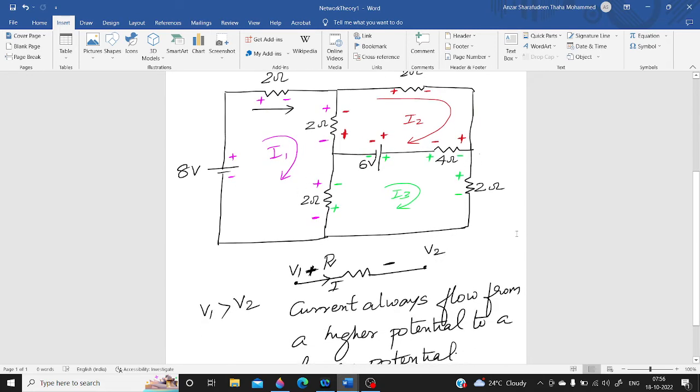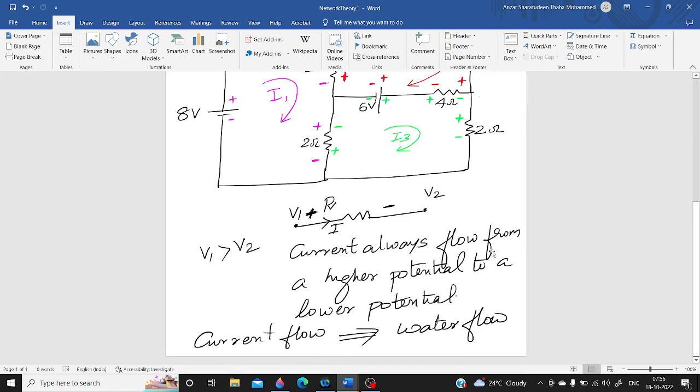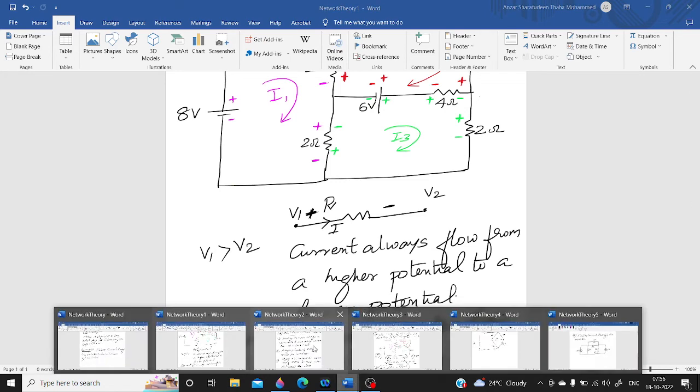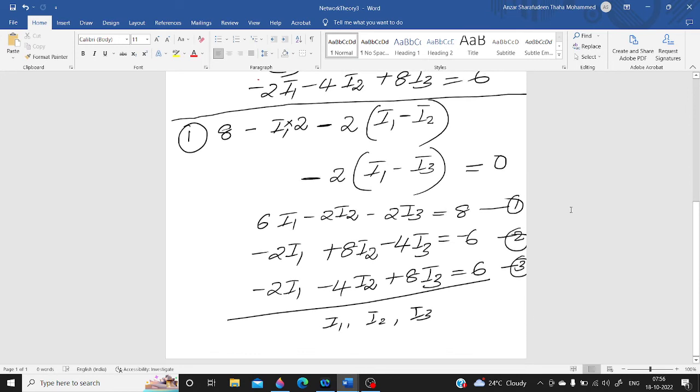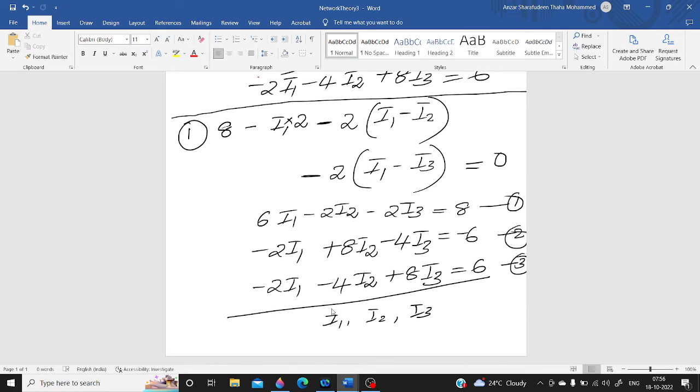And we have written Kirchhoff's voltage law, and we got three equations. Now the rest of the job is to solve these three equations for the three unknowns. You can solve them using any of the techniques that you have studied in your mathematics courses. So that is how we are solving this network.